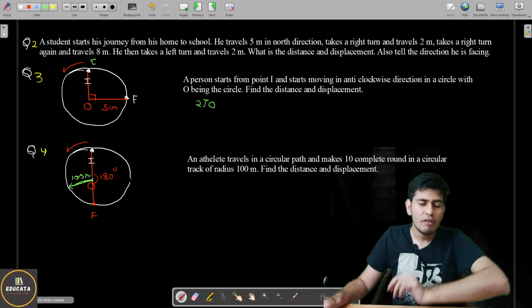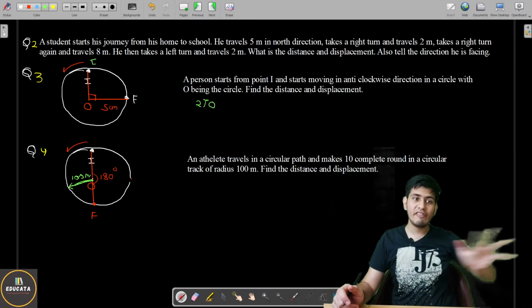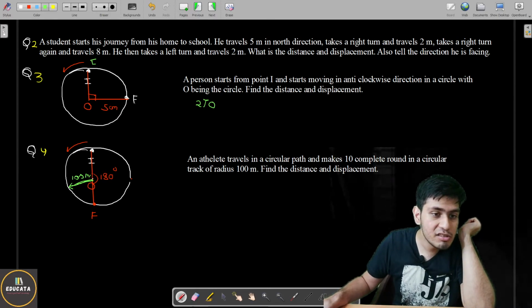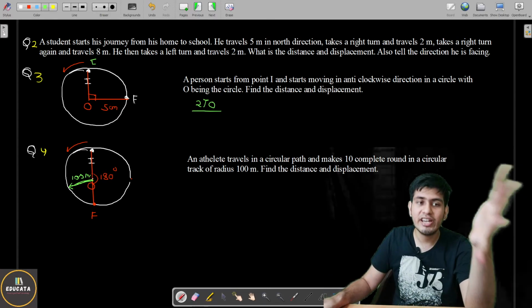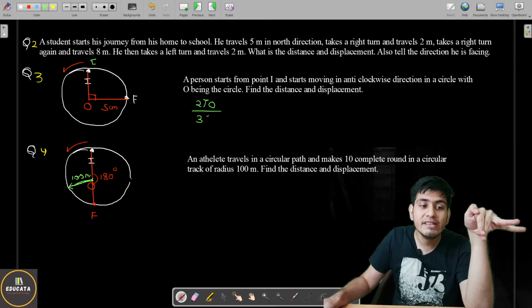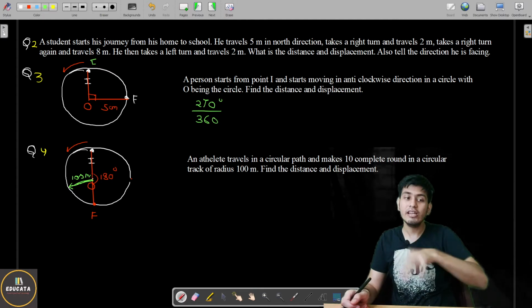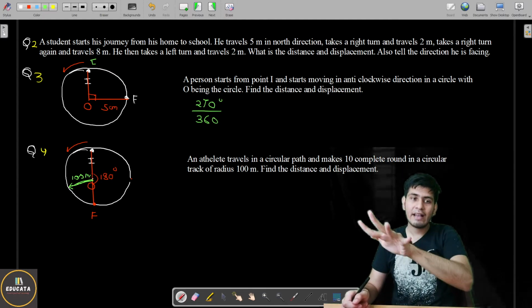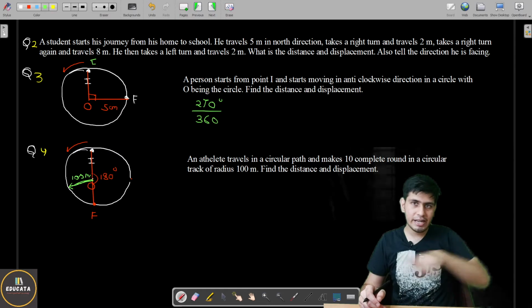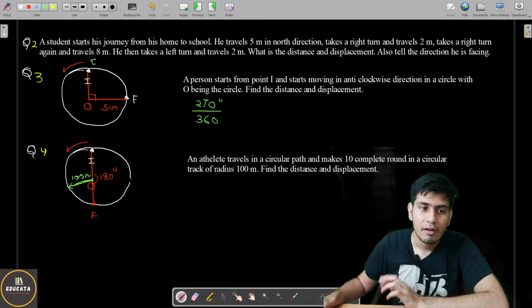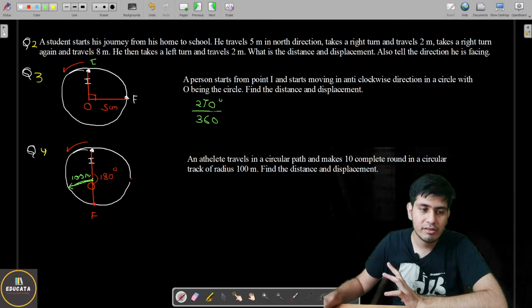And what we have to do? We have to consider only this 270 degree angle part. Means we can simply consider 270 degrees out of the 360 degrees. A circle basically makes 360 degrees, or a complete angle, something like this. So we have to consider it from 360 degrees: 270 divided by 360.